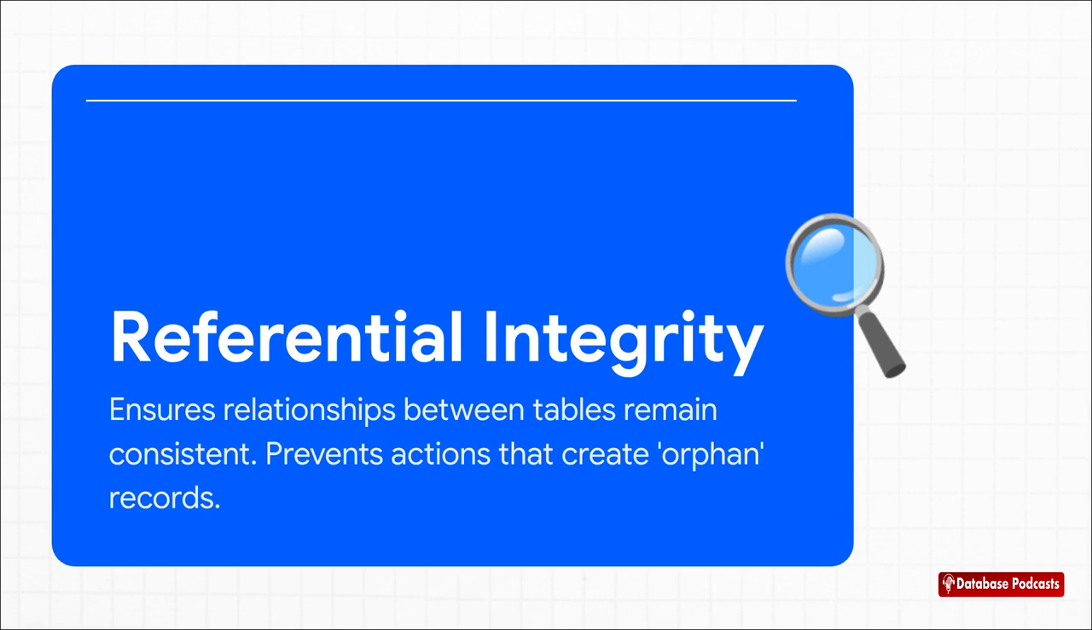If you have a work table that points to an artist, referential integrity stops you from adding a work for an artist who doesn't exist. It also stops you from deleting an artist if they still have works in the database. Basically, it prevents you from creating orphan records, and the foreign key is the tool that makes it all happen.